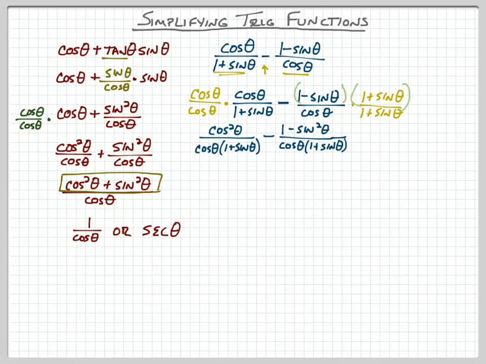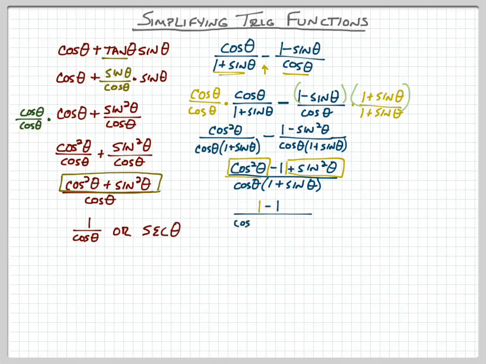Now we're going to combine our numerators: cosine squared theta minus 1 plus sine squared theta, because we have to distribute that negative sign, and then we have our whole denominator as well. Just like the previous problem, we should see that we've got a cosine squared and a sine squared. That's going to go back to our Pythagorean identities. That's going to equal 1, and then also in the numerator we have minus 1, and then we have our denominator.